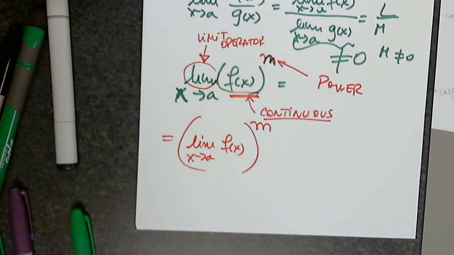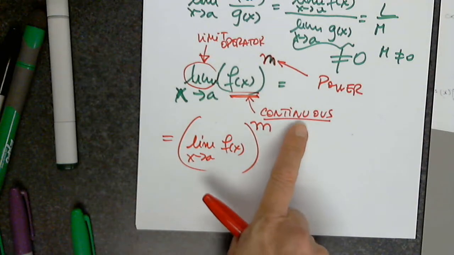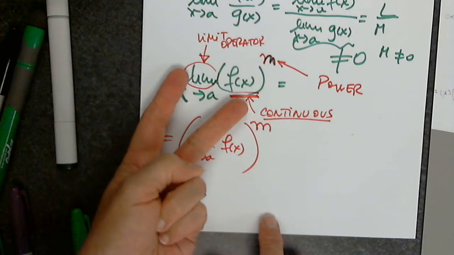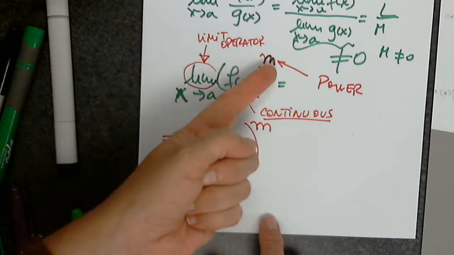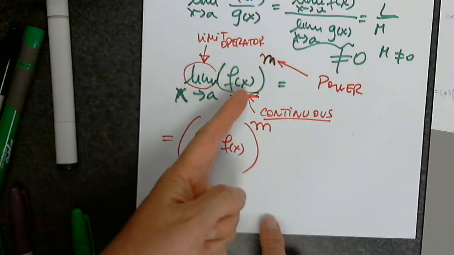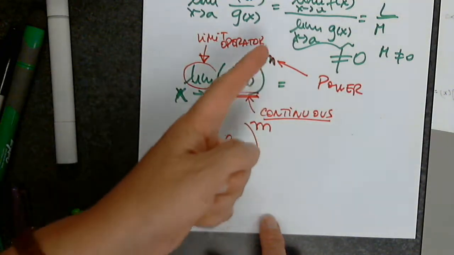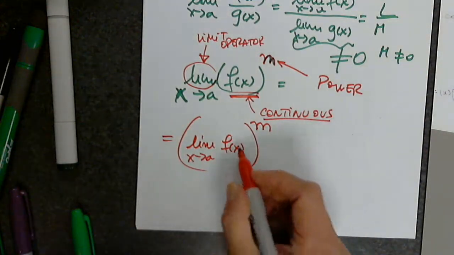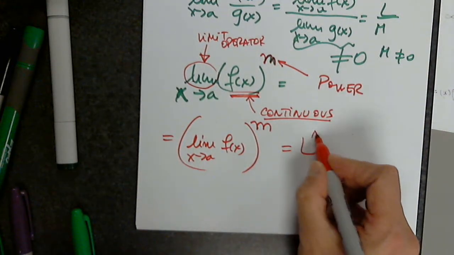So under certain conditions we are allowed, because they are the same, and the condition is for the function to be continuous. So we are allowed to swap these two operators. So the limit of a function to the mth power is the same as the limit of the function, everything raised to the mth power. So obviously, since I know that this is L, the answer will be this.